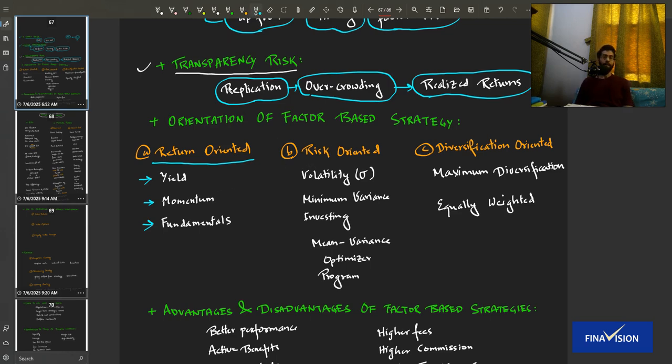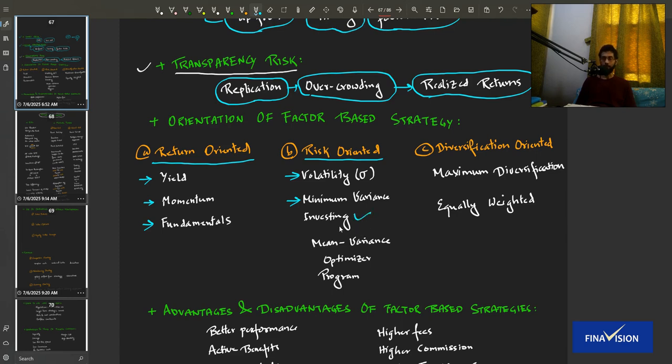Now they can be solely based on the measurements of absolute volatility or downside volatility. Risk oriented factor based strategies can solely focus on the volatility reduction factor. That is, they can either focus on reducing the absolute volatility or the downside volatility. This can be one way. The other way can be maximize expected return in terms of the risk. This is called minimum variance investing.